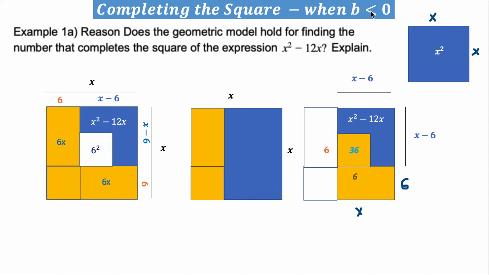When b is smaller than 0. Reason the geometric model holds for finding the number that completes the square of the expression x squared minus 12x. Explain.